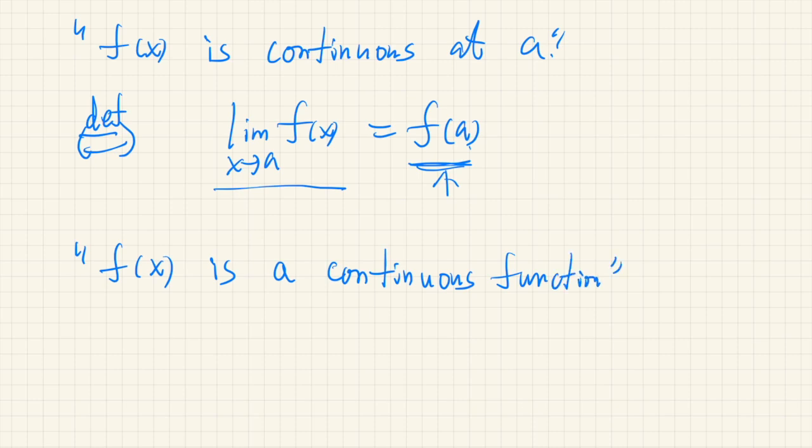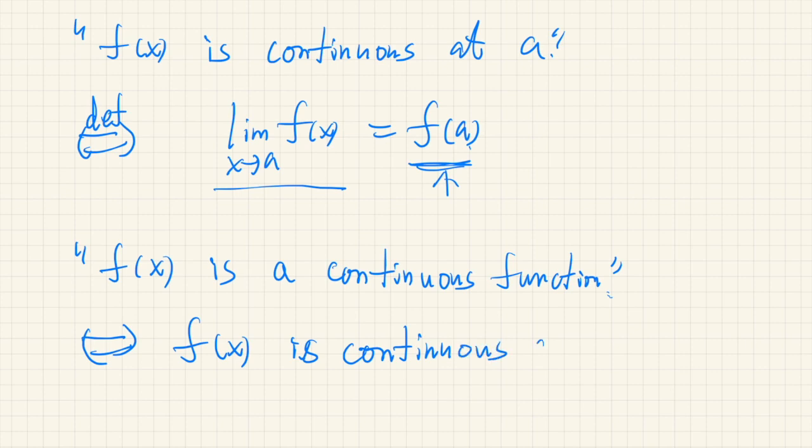Note that we are not specifying any specific point here. We just say f(x) is a continuous function. So it means it is continuous at every point in its domain. This means f(x) is continuous at every x in the interval. This interval is the domain of the function. So if f(x) is continuous everywhere on its domain, then we just say that function is continuous.